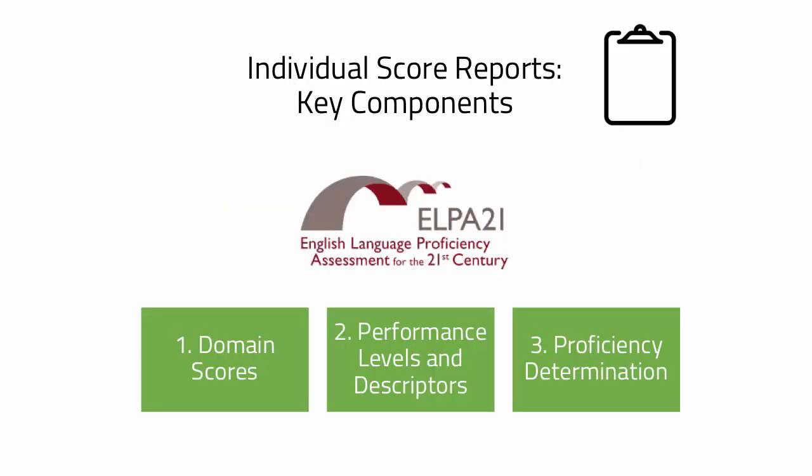For the purposes of this module, we will focus on the individual score reports from the ELPA 21 assessment rather than roster or aggregate score reports. We will also focus specifically on three key components of these score reports that are most relevant for this module: domain scores, performance levels and descriptors, and the proficiency determination. This video is not intended to serve as a comprehensive guide for interpreting score reports, but rather a brief demonstration of how educators can use the assessment results to supplement their understanding of their students' needs with regard to the ELP standards.